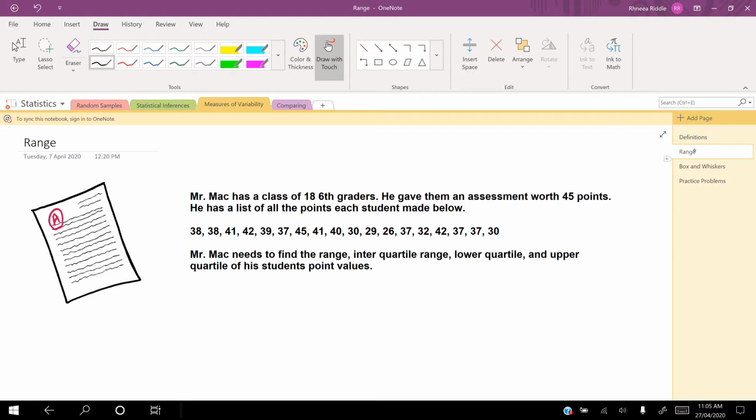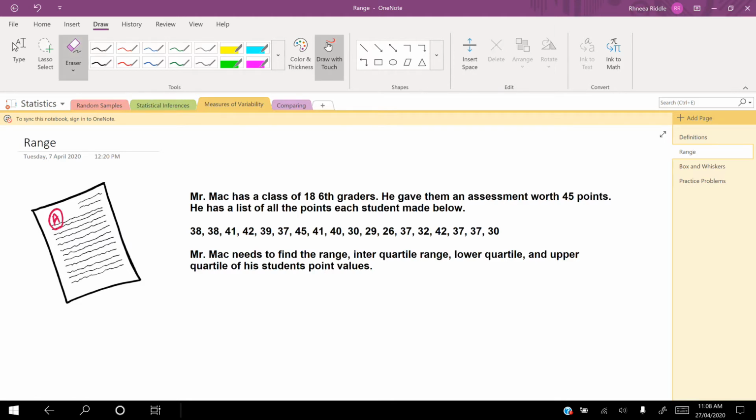So, Mr. Mack has a class of 18 sixth graders. He gave them an assessment worth 45 points. He has a list of all the points each student made below. Mr. Mack needs to find the range, interquartile range, lower quartile, and upper quartile of his students' point values. So first, when we look at this data set, we need to put it in numerical order.